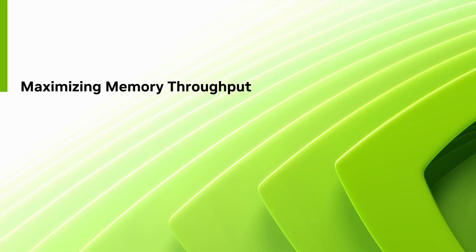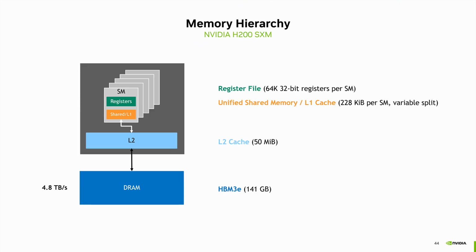So let's switch our focus now to the memory hierarchy and how we can actually maximize memory throughput on our GPU. Let's go quickly again through the hierarchy. We have our large register file, our unified shared memory / L1 cache, which we'll talk about later. We also have an L2 cache and our DRAM memory.